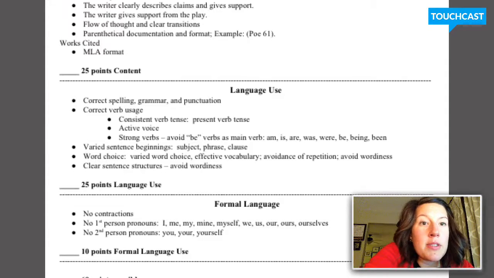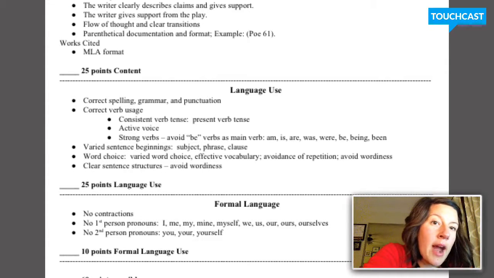Correct verb usage. We talked about verb tense before, active verbs. We talked about be verbs specifically in some of my classes, that you don't want to say being, are, is. Those are just weak verbs. You can find much stronger ways to say that. Varied sentence beginnings, word choice, clear sentence structure, all of that. We talked about parallelism. You want to make sure you're keeping that straight and clear, concise.